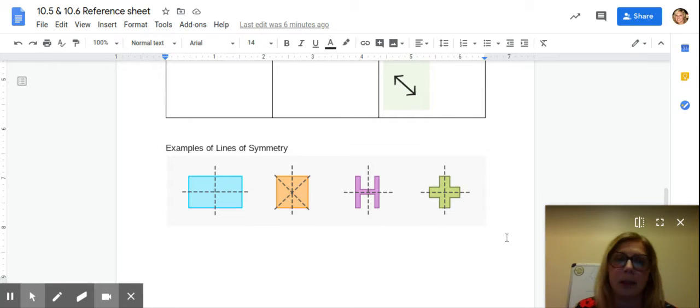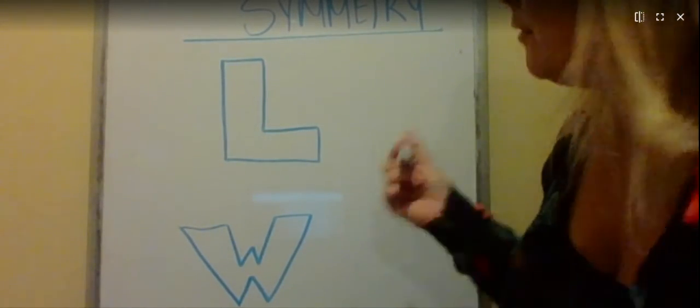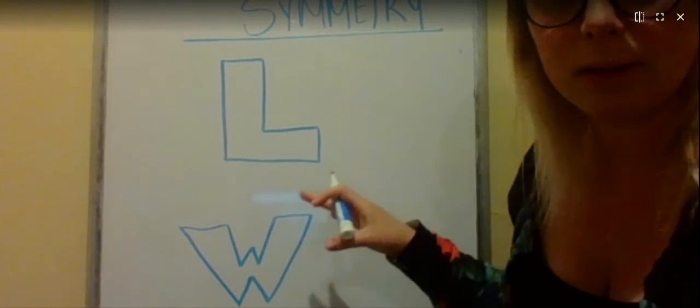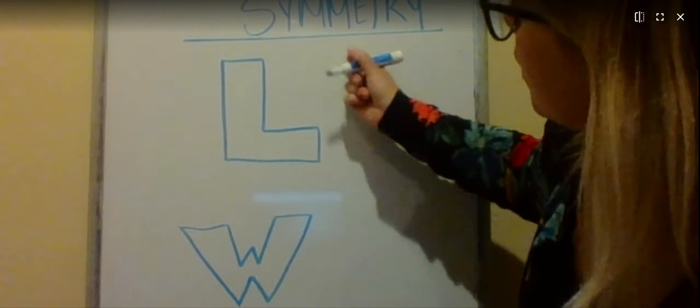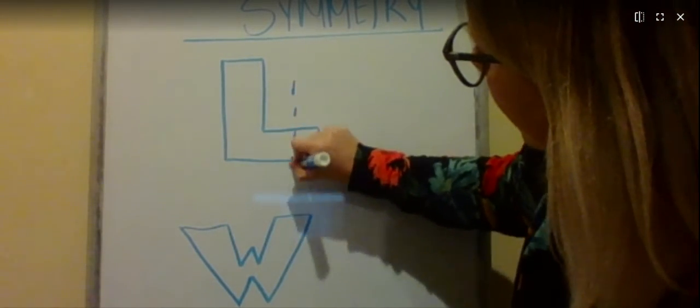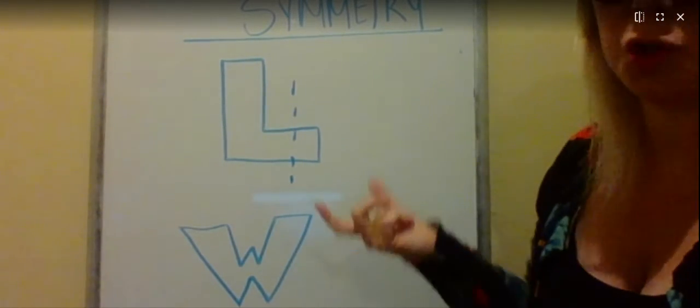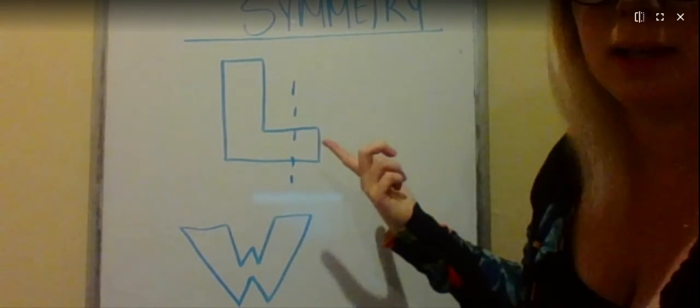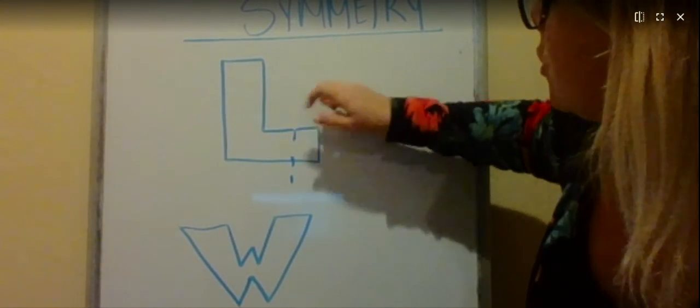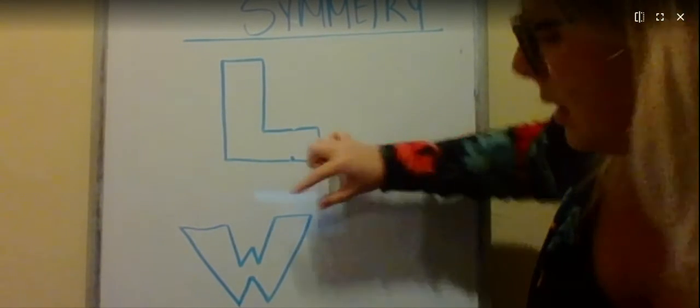Okay, let's take a look at some. So here I have an L. Okay, so we're going to see if this has any lines of symmetry. So if I just put a dotted line going like this, if I folded this over, would both of these sides be the same? No. All right, let's try it in a different spot.